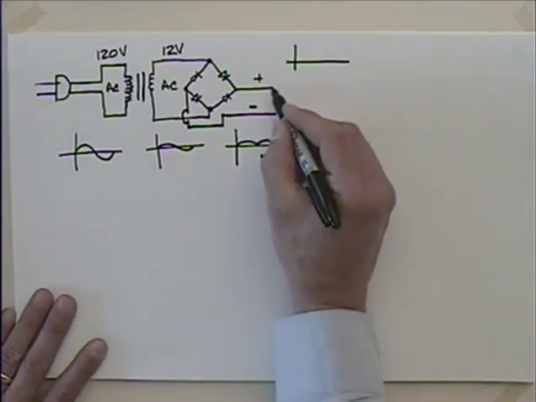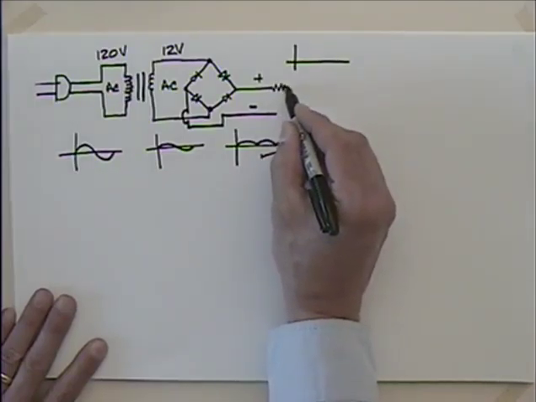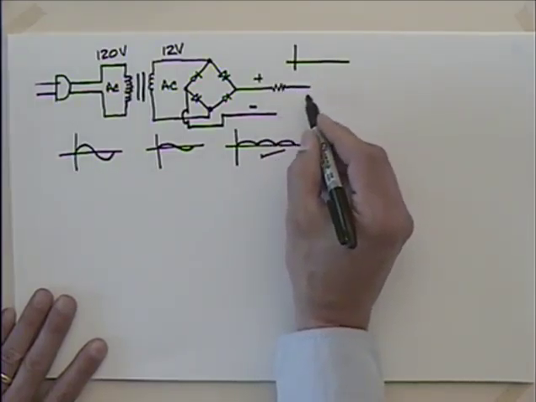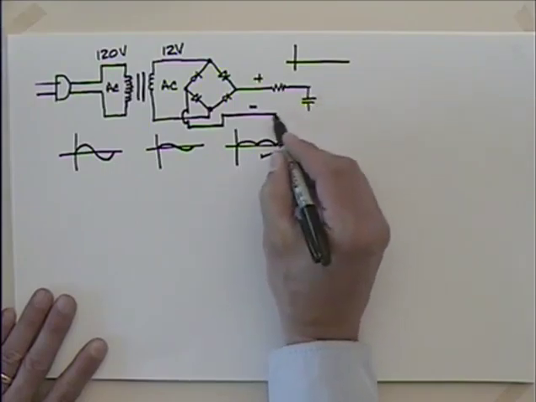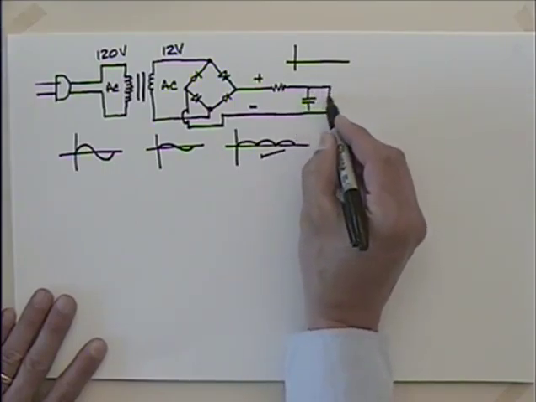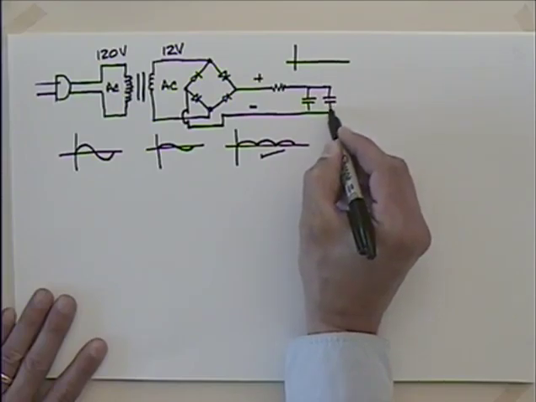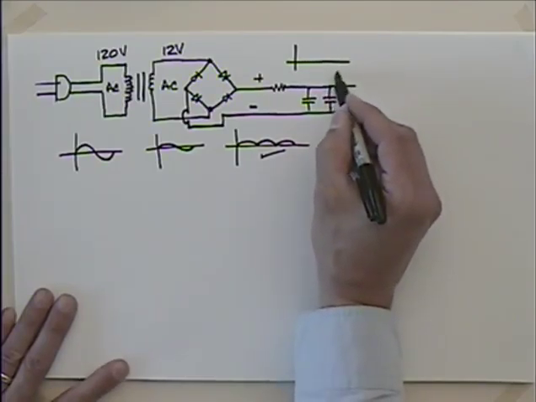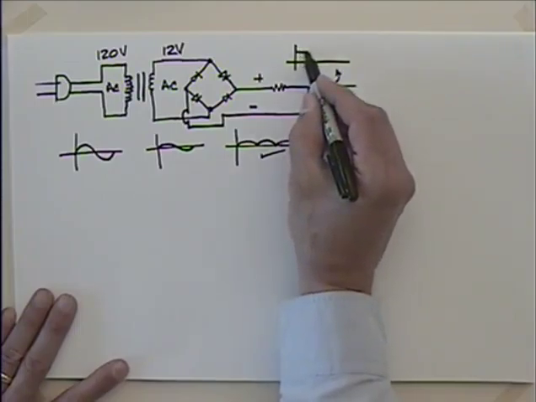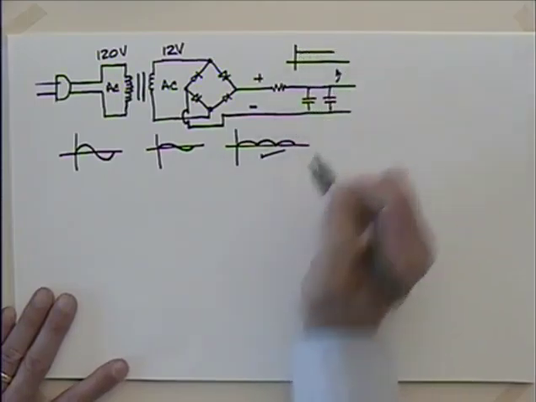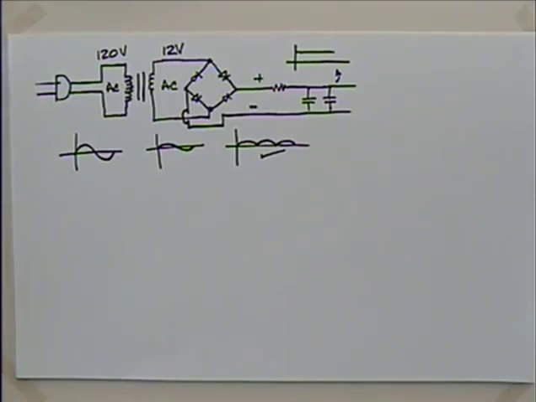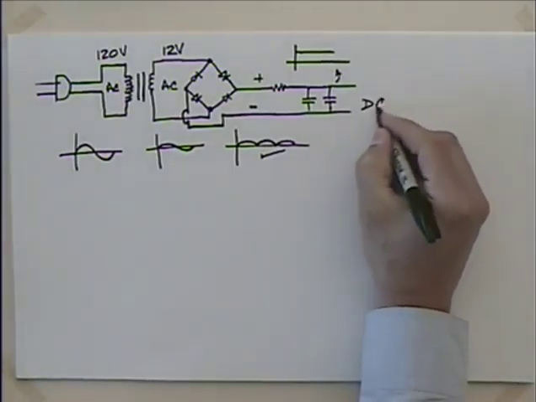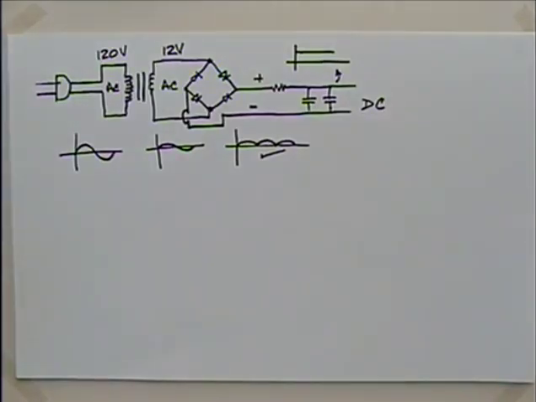So what we'll do is maybe put a little resistor on this, and maybe we'll put a couple capacitors in here. And hopefully when I get to this point, I'll have something that looks like this. So maybe have a little variation up there. That'll be something that I can start to use really as DC at that point. Okay.